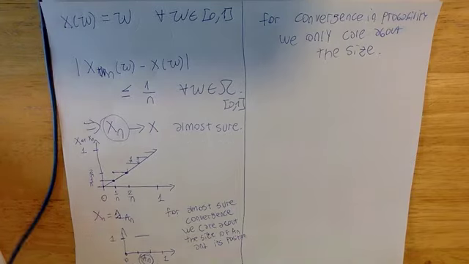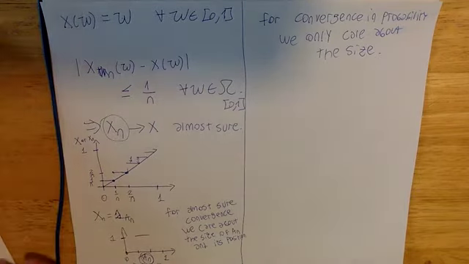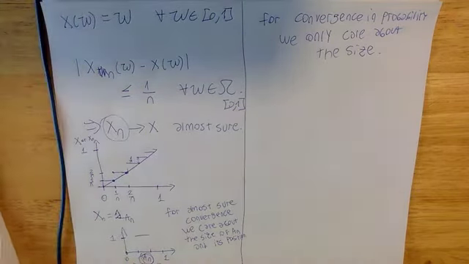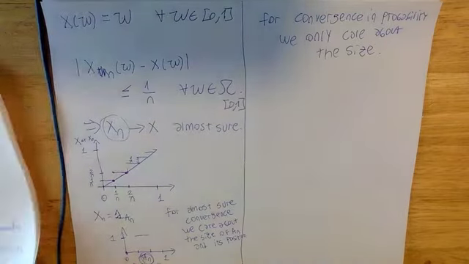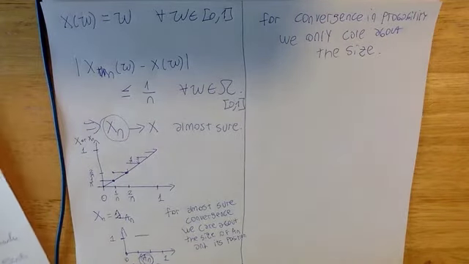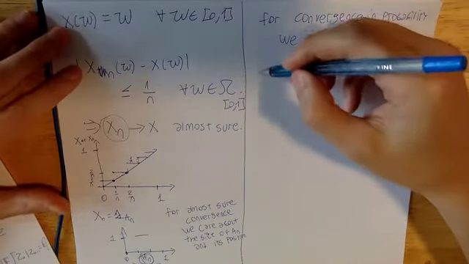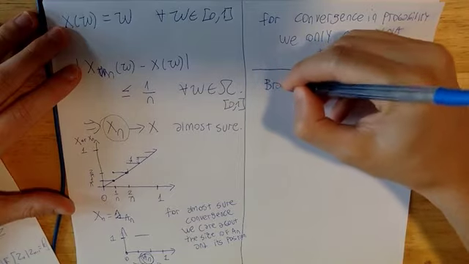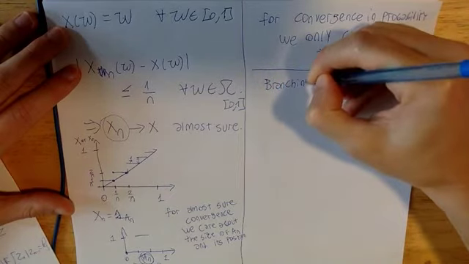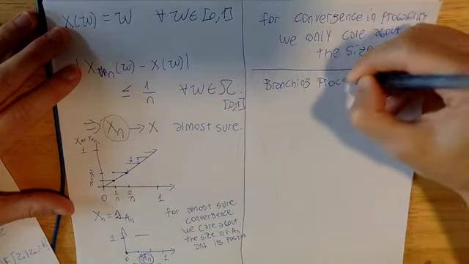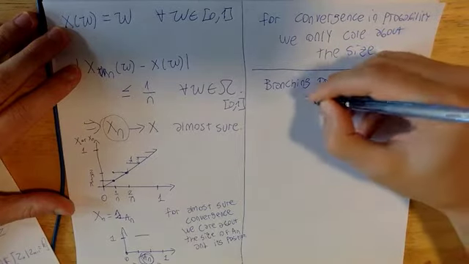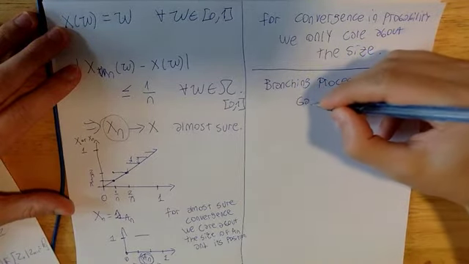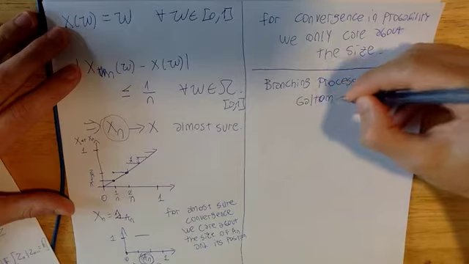Okay, now for what I would say the last topic for this revision will be the branching process, or Galton-Watson.